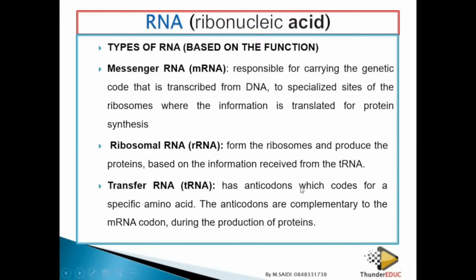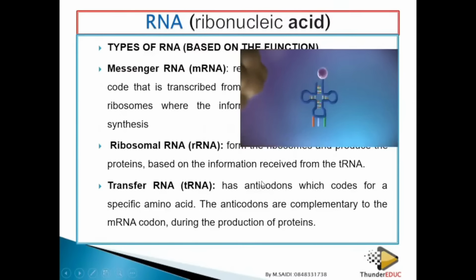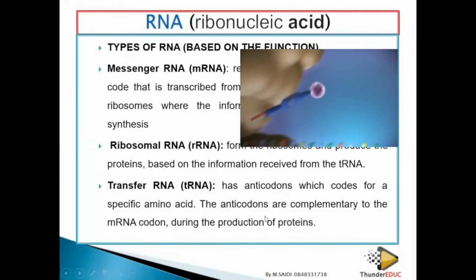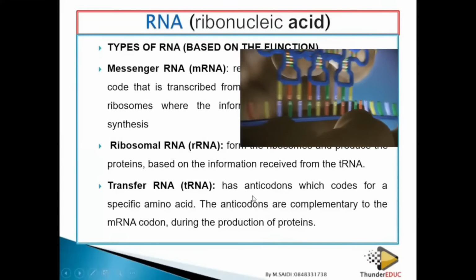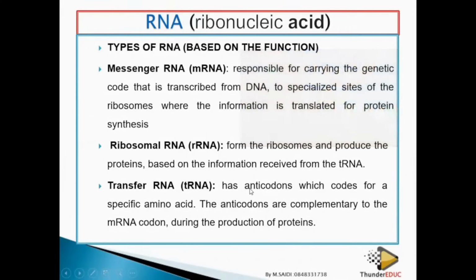Then you have the transfer RNA. This one has what are called anticodons. It codes for a specific amino acid. So it transfers the amino acid from the cytoplasm and brings it to the ribosome so that a protein is formed. We will see this when we go into detail of protein synthesis.